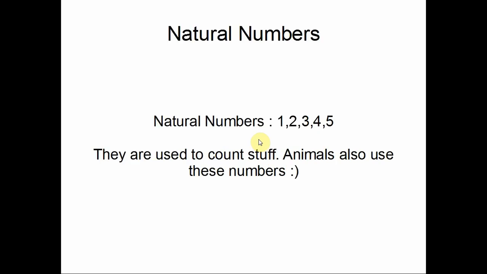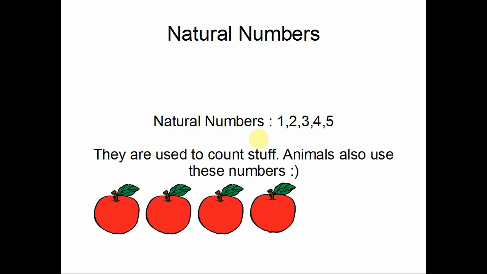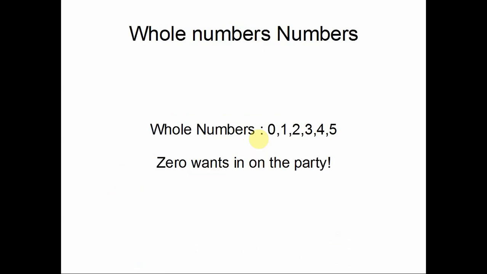So let's begin with the concept of natural numbers. Natural numbers are basically used to count stuff. Animals also use these numbers, and it's basically used for counting stuff. So it begins from 1 and goes all the way up to infinity. So let's count natural numbers. So we have 1 apple, 2 apples, 3 apples, 4, 5, and so on.